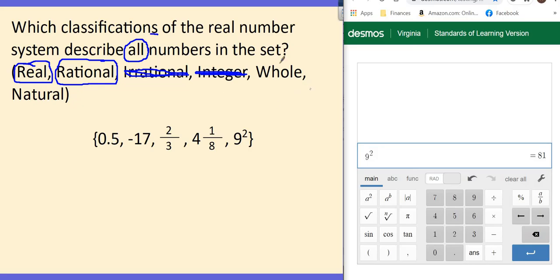Then let's start with 0.5 again. Is 0.5 whole? It is definitely not. Some of those numbers are whole numbers, like 81, but not all of them. So that means that whole cannot be an answer. Then it says, are they natural? Well, 0.5 is not natural. 81 is natural, but if they can't all be natural, then they're not part of our answer. So the only things we would choose here would be real and rational. Okay, so be careful when they ask questions.